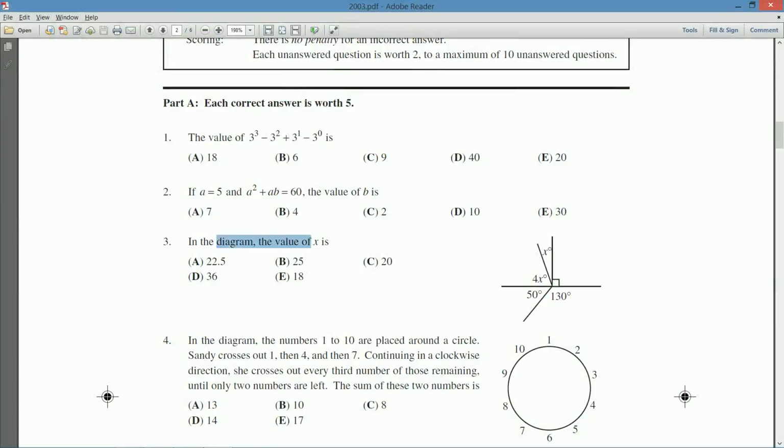In the diagram, the value of x is... so they're referring to this diagram with angles over here. Notice I have a 90-degree angle. That little box down there means 90 degrees, then 130 degrees, 50 degrees, 4x degrees, and x degrees. So we want to figure out the value of x. Well, we need to make an equation so we can start to rearrange and just get x by itself.